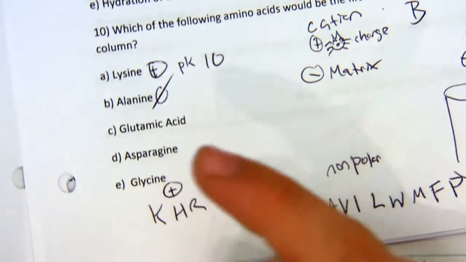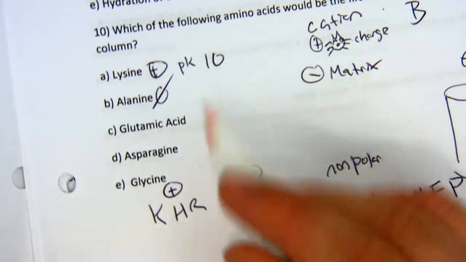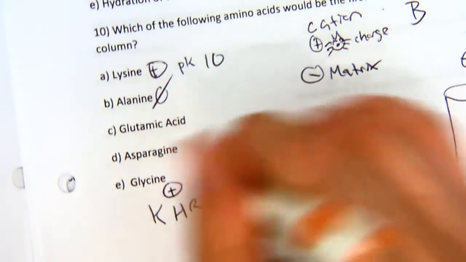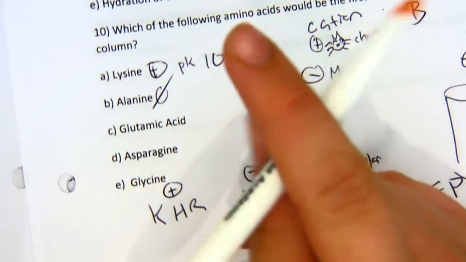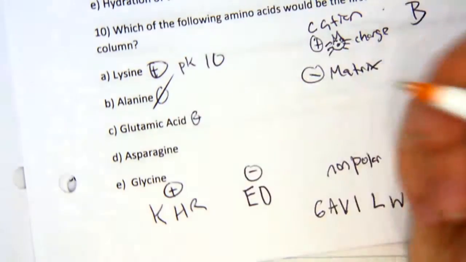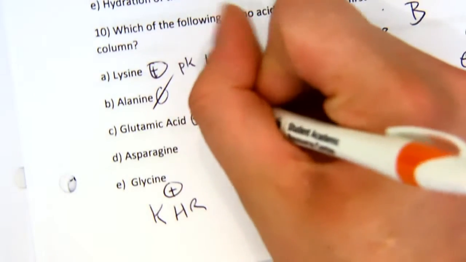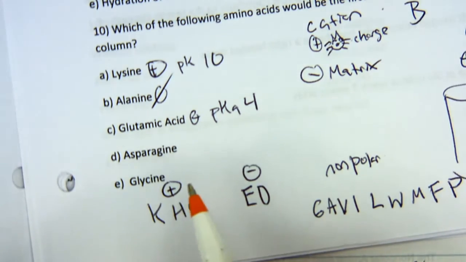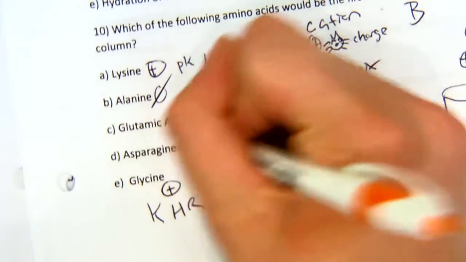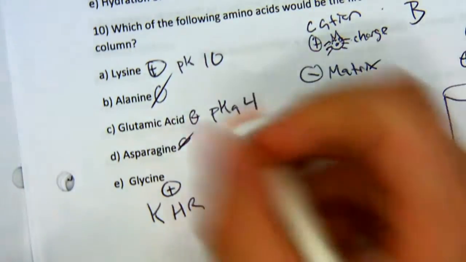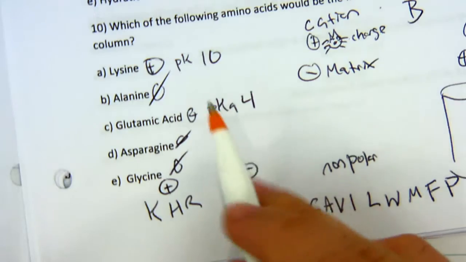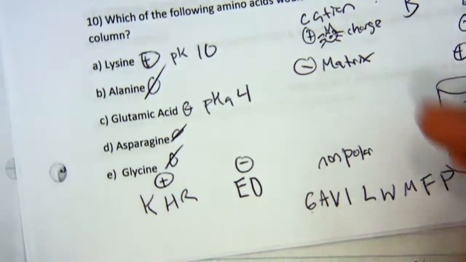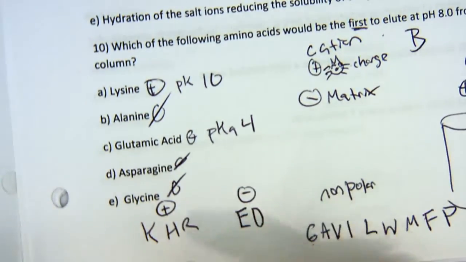Glutamic acid, do you guys remember the letter for that? I mean, you can even look at the name. What are acids typically? Negative, right? So they have that pKa, glutamic acid's about 4. And then asparagine, that kind of falls over here. So that's going to be about neutral. And then glycine, nonpolar, neutral. So the first to elute down this column, what did we say was going first? Yeah, positives. So lysine.